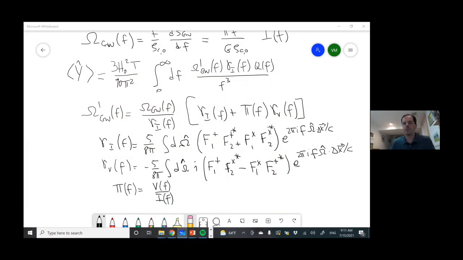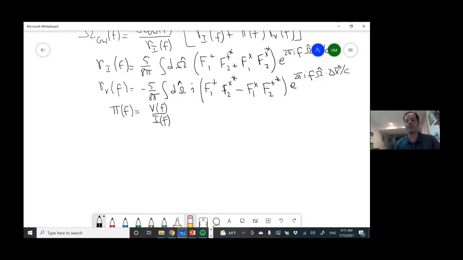Okay, let's switch back to my scratchpad. So our next target. We have done the isotropic and unpolarized case. Now we have seen how to deal with polarized situations. The next target we have is to look for an anisotropic stochastic gravitational wave background.